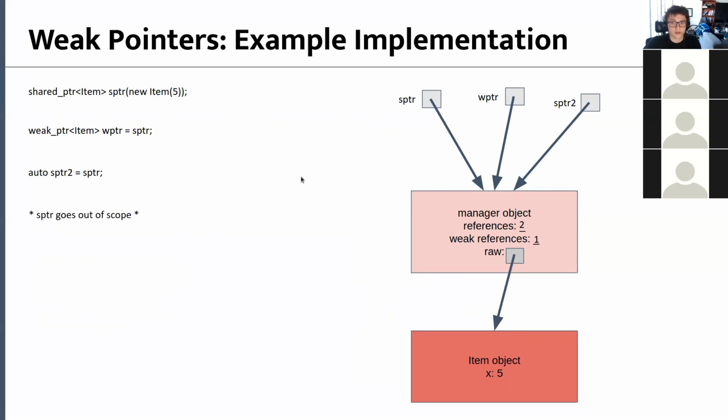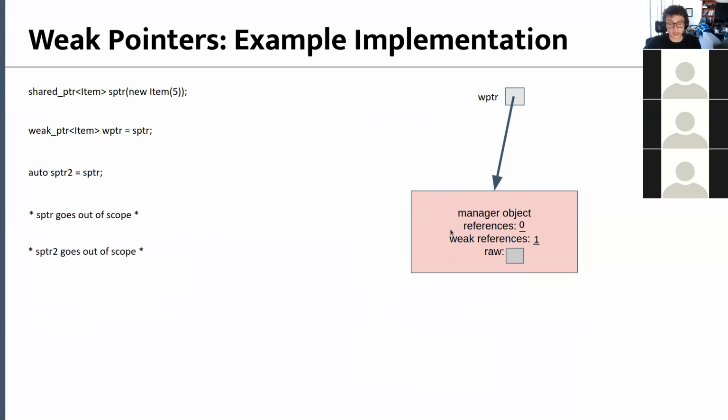So S pointer goes out of scope. We now only have 1 strong reference. S pointer 2 goes out of scope. We have 0 references. And when we have 0 references, same as before, the raw pointed to object itself is actually still destroyed. So what that means is if we try to access the object through the weak pointer, we are not going to be able to. And this is good.